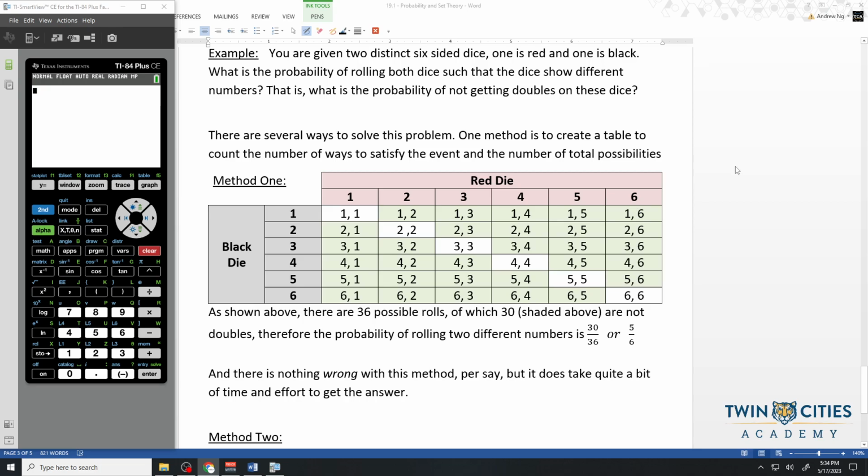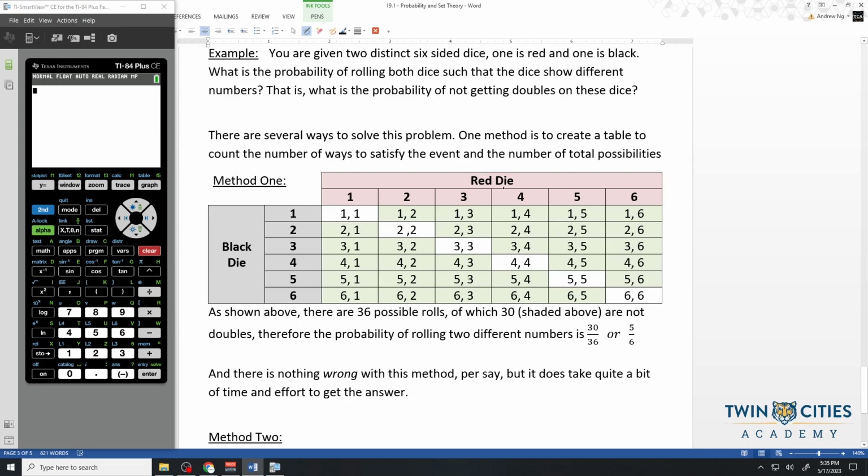Let's say you are given 2 distinct 6-sided dice that are both fair. One is red and one is black. What is the probability of rolling both dice such that the dice show different numbers? That is, what's the probability of not getting doubles on these dice?